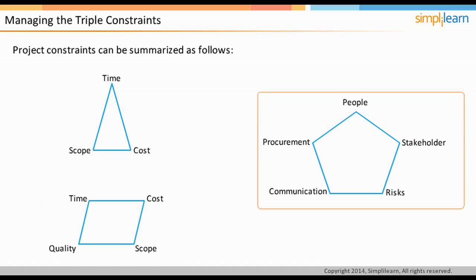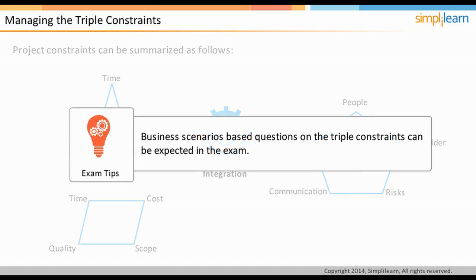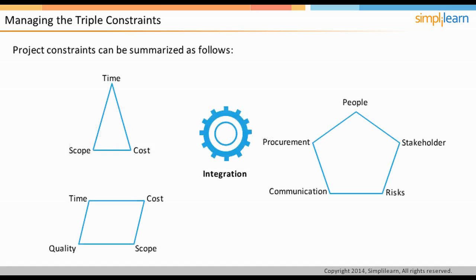To achieve the balance, the project manager also needs to manage other aspects of the project. For instance, the people, stakeholders, risks, communication, and procurements. The project manager plays the essential role of integrating all these different aspects of project management. In the PMP examination, you can expect business scenario-based questions focusing on the triple constraints. In the next screen, let us understand who a stakeholder is.